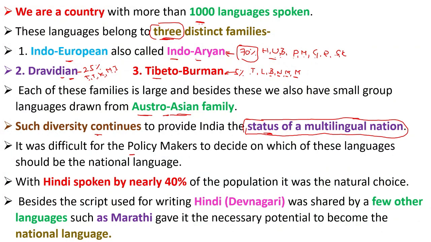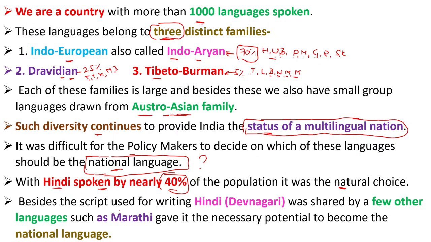It was difficult for the policymakers to decide which of these languages should be the national language. Yes, it's a very important point. Which language should we make the national language? This is a question mark. With Hindi spoken by nearly 40% of the population, it was a natural choice. 40% of the people speak which language? Hindi. So we can make Hindi a natural choice.